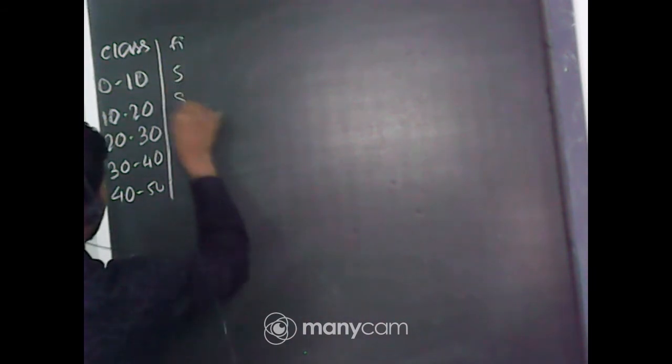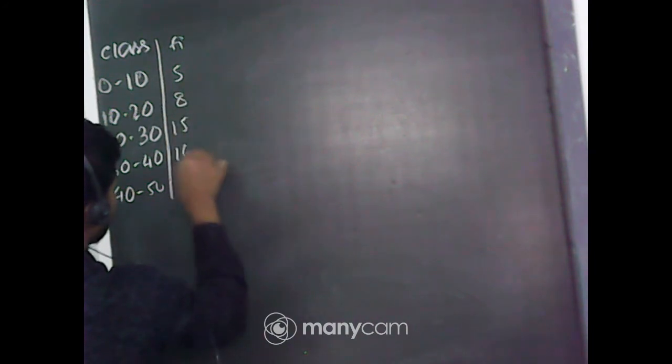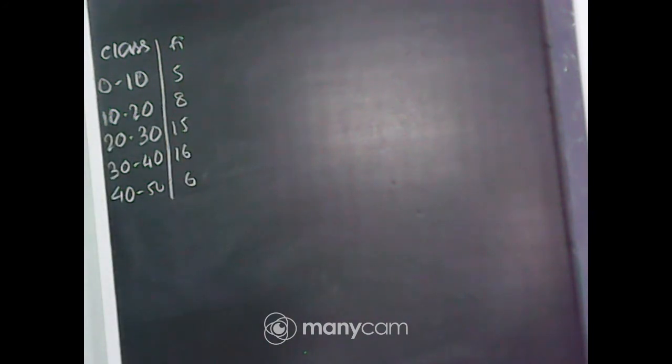The classes are 0 to 10, 10 to 20, 20 to 30, 30 to 40, and 40 to 50, and the corresponding frequencies are given: 5, 8, 15, 16, and 6. From this data we have to find the mean and the variance of the distribution.